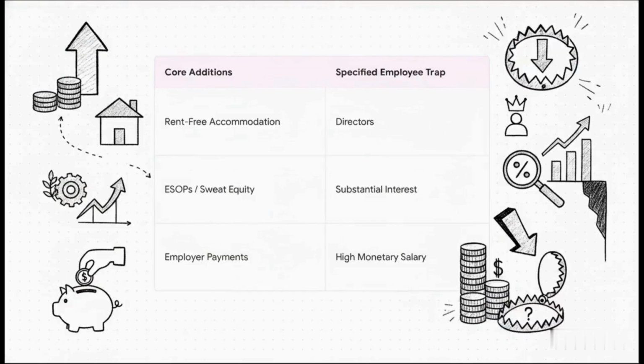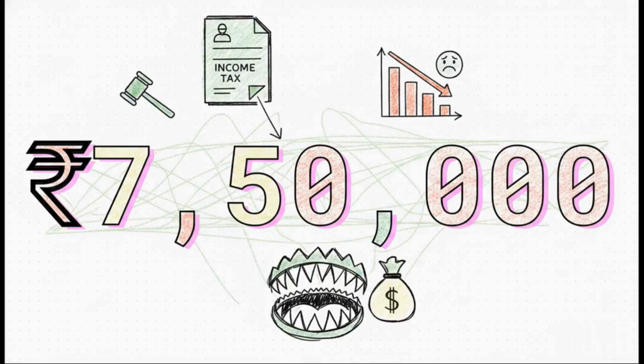Now, Section 17.1 is where we get into your perquisites. For core additions, think ESOPs or sweat equity. Remember this one absolutely critical rule. The fair market value is determined on the date the option is exercised, not the grant date. That's a huge distinction. Also, you've got to watch out for what we call the specified employee trap. Free or concessional benefits suddenly become taxable perquisites if you're a director, if you have a substantial interest in the company, or if your monetary salary crosses certain prescribed thresholds.